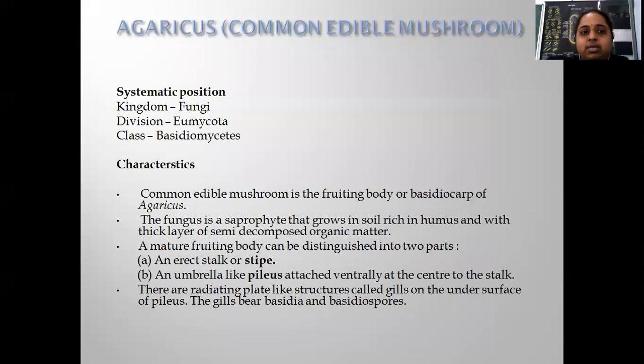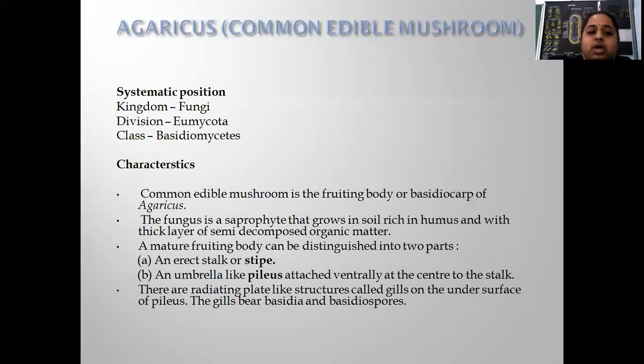The mushroom which is edible, which can be consumed by humans. As we discussed the systematic position, it comes under kingdom Fungi, division Eumycota, class Basidiomycetes. So, what are the general characteristics of Agaricus, which is nothing but mushroom? The fruiting body of the common edible mushroom is termed the basidiocarp of Agaricus. Basidiocarp is the fruiting part of the mushroom.